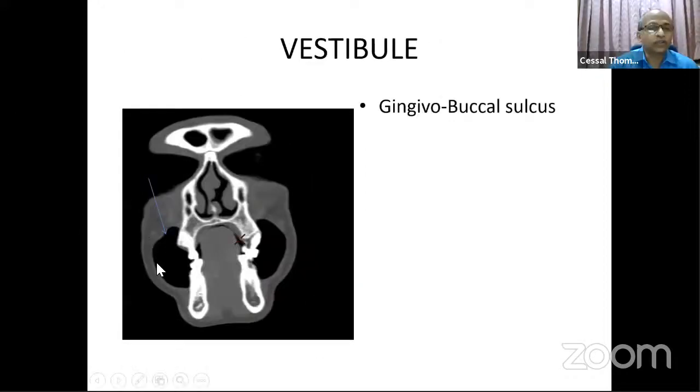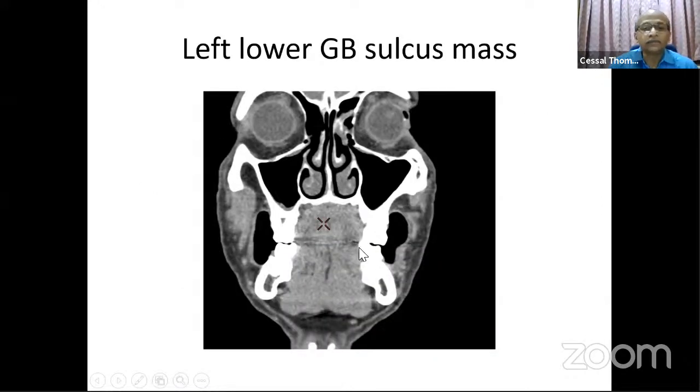And coming to the vestibule, we can see the upper GB sulcus here beautifully, and the lower GB sulcus here. And the mucosa is very thin, and here we can see thickening of the mucosa, which is enhancing. So here there is a lesion. It is carcinoma in the lower GB sulcus, gingivo-buccal sulcus.